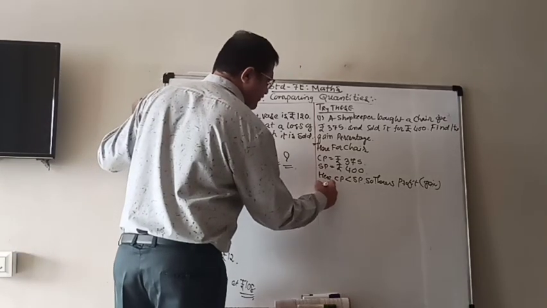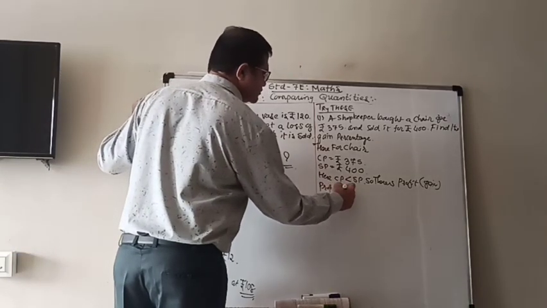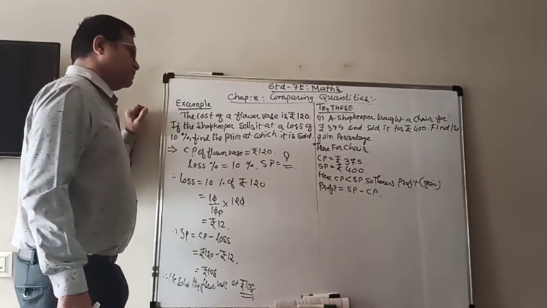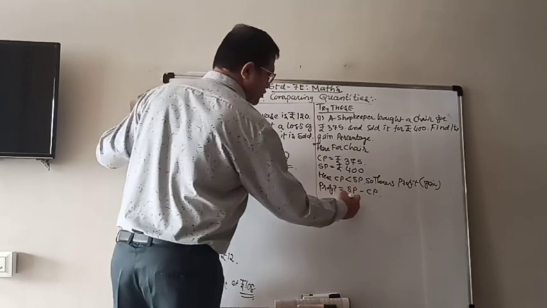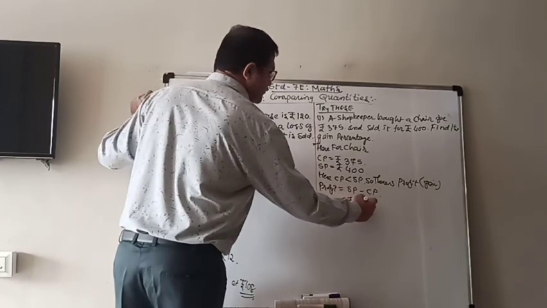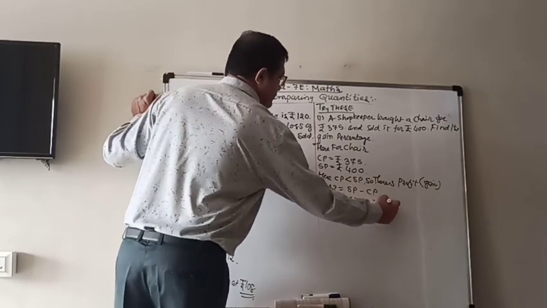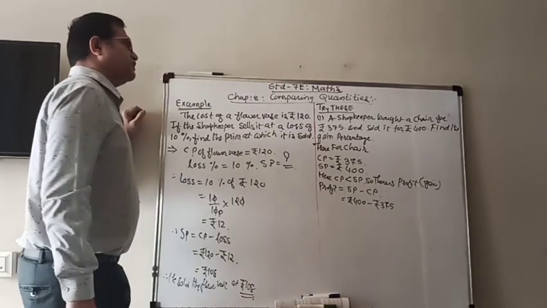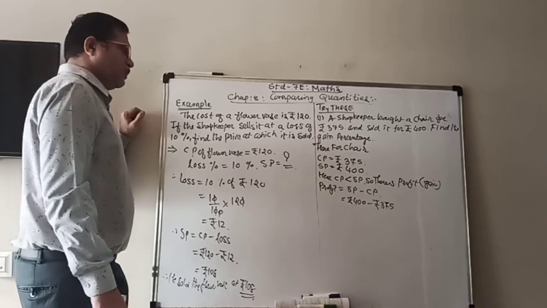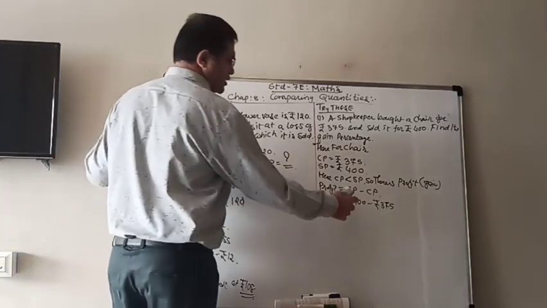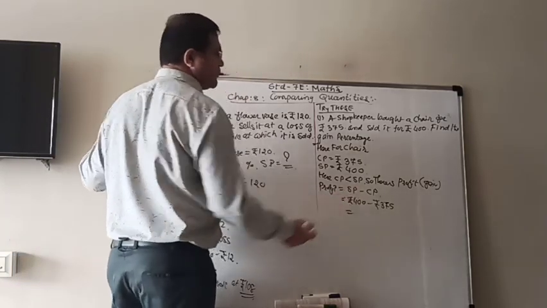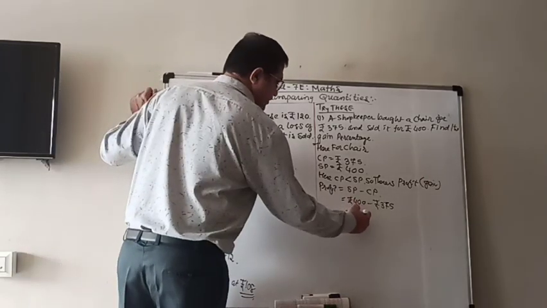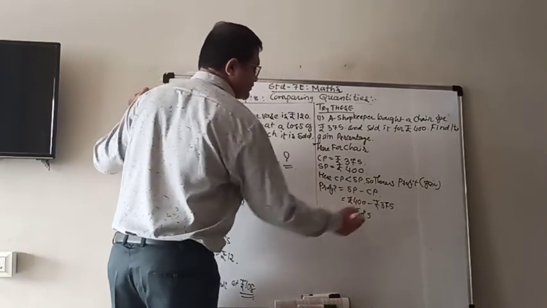So profit is equal to SP minus CP. That is rupees 400 minus rupees 375. So what will be the profit? If you subtract 375 from 400, you get 25. So profit is rupees 25.